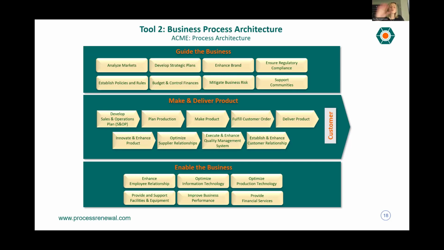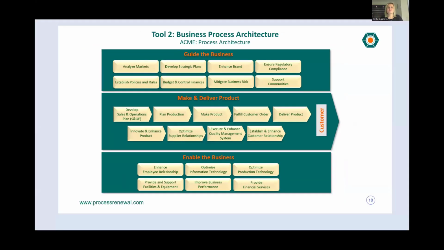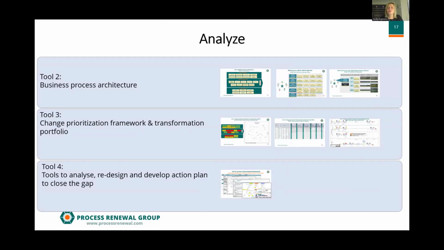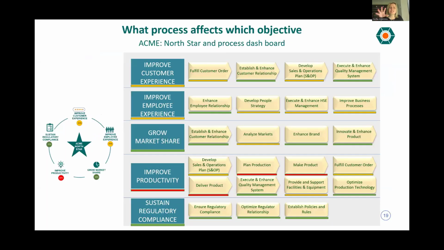So now you know the landscape of your organization, all of the things that need to be done. What's next? Well, you want to know, once again, how does each of the processes actually affect the strategic objectives that we discussed from the North Star.